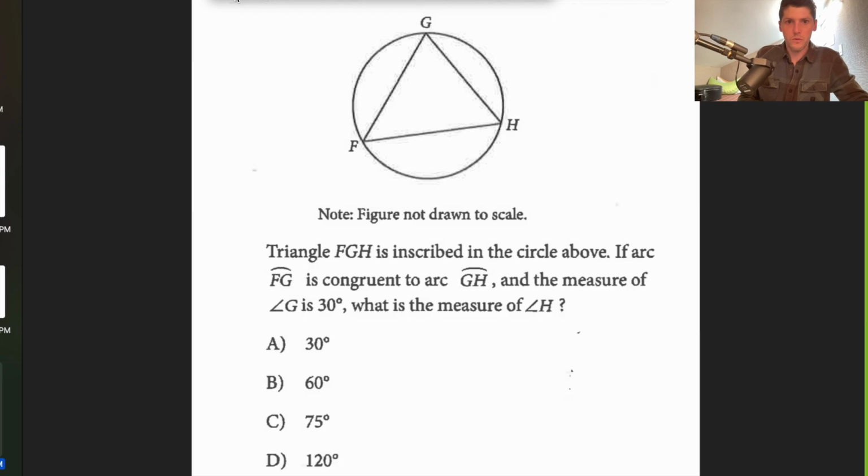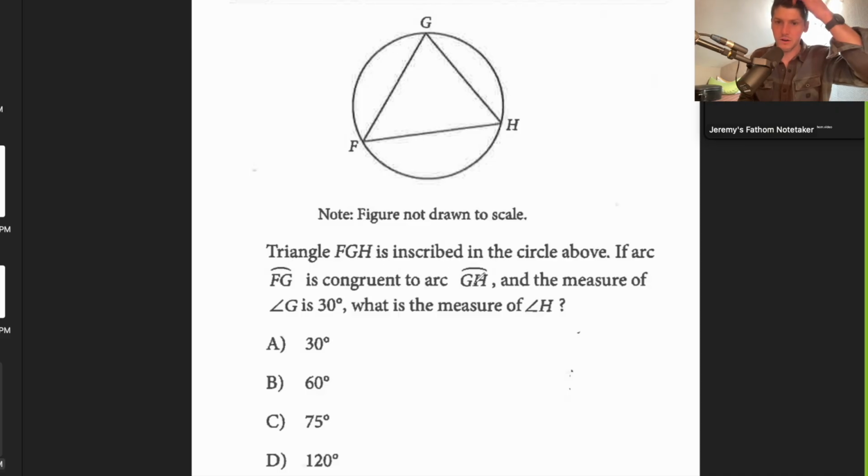It's a circle with points F, G, and H on the circle. We have a triangle. Triangle FGH is inscribed in the circle above. If arc FG is congruent to arc GH, there's another vocabulary word. Congruent here means equal, right? So this length, sometimes we put a little line there. That's the same as this. The measure of G is 30 degrees. And what is the measure of H?